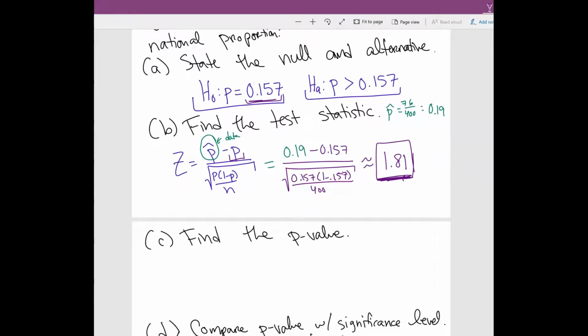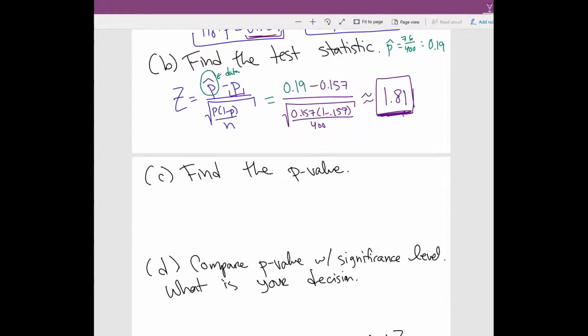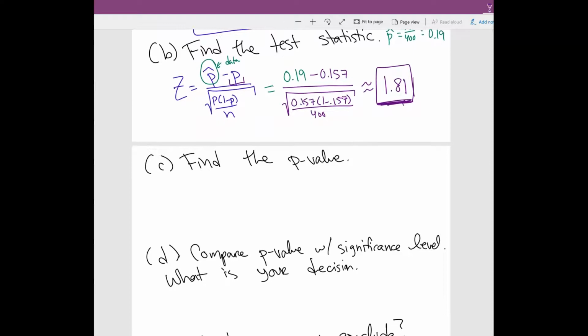Okay. So now the next step that we want to do is find the p-value. Now remember, the p-value is basically the probability of the z-score. Now we have to think about where exactly this z-score is. So we have to draw a normal curve to try to figure this out. So if you remember, you have your p-value. We know that we have to use normal CDF.